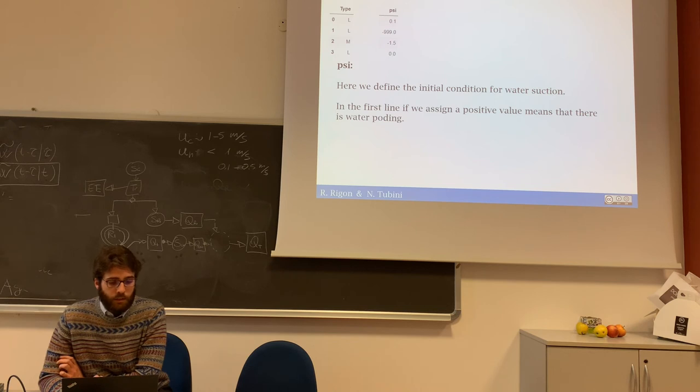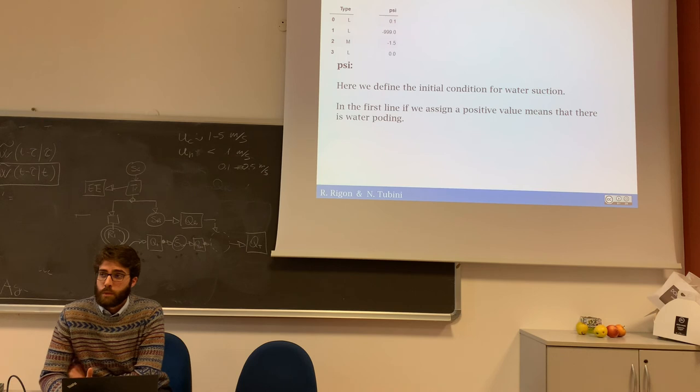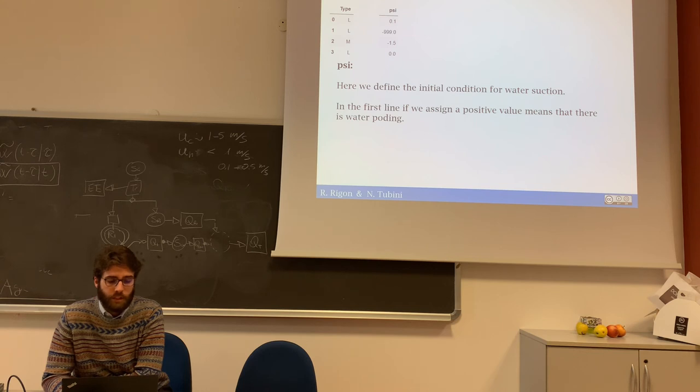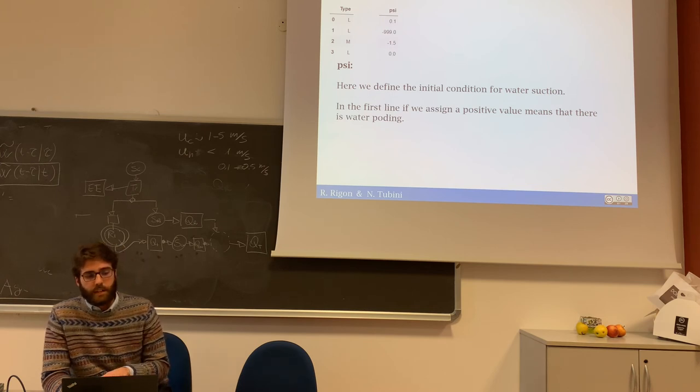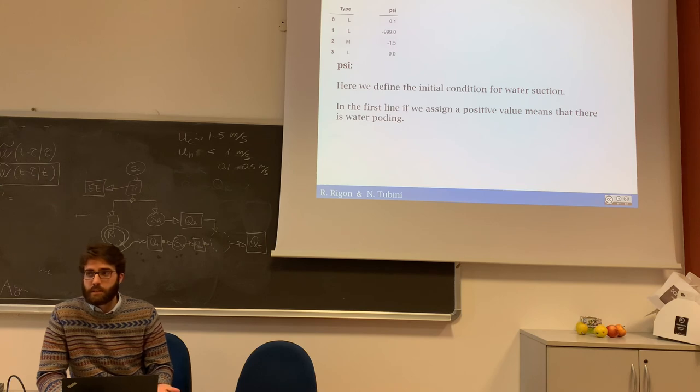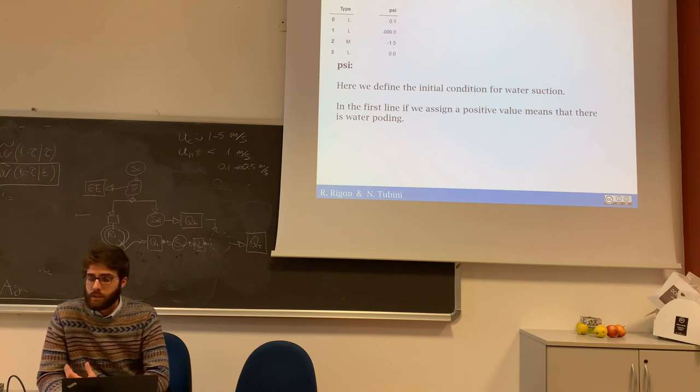The psi column contains the initial condition for the water suction. The important thing is that we have to prescribe the water suction in the last line, which defines the bottom of your column. In this case, I set 0, which means that at the bottom of my soil column I have the water table. If I have some measurement point, I have to prescribe a value. Otherwise, I just set minus 9999, like a not-a-number value, because it's not used. And the first line refers to the soil surface, so if I have a positive value, it means that I have water ponding at the soil surface. Otherwise, I can also set a negative value, so I just say that the soil surface is dry.